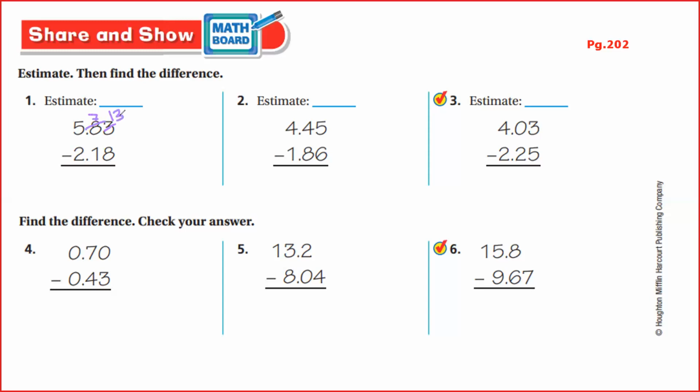Bravo. So then, what is 13 minus 8? 5. Good job. 7 minus 1? 6. Then the decimal point. 5 minus 2? 3. Thank you, Mariam. So the answer is 3.65.